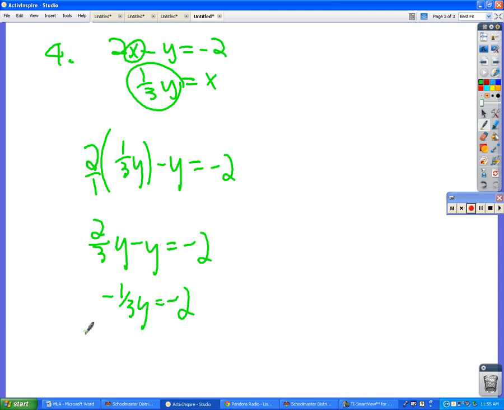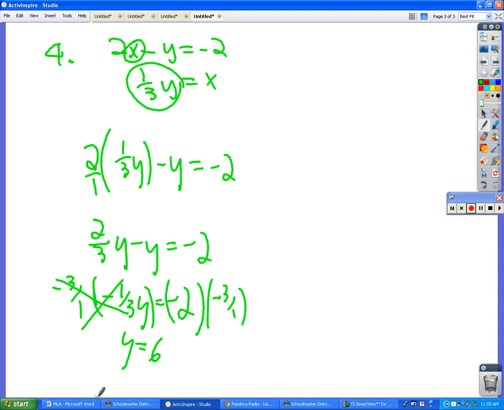Remember we did this in like November, and when I asked this question, I wanted you all to stand up and shout it at the same time. Right, multiply by the reciprocal. Okay? So I'm going to multiply this by negative 3 over 1. And I'm going to multiply this by negative 3 over 1. Okay? So those cancel. Y equals, a negative times a negative is a positive. 2 times 3 is 6. And 6 divided by 1 is 6. Okay? So y is 6.